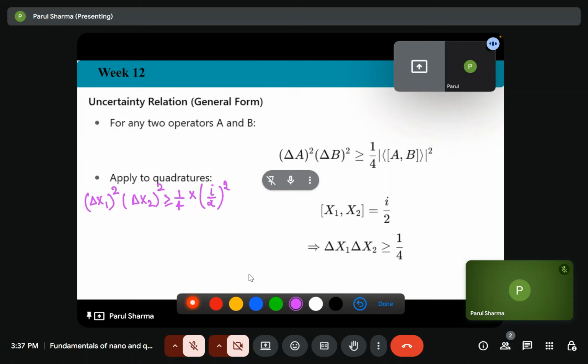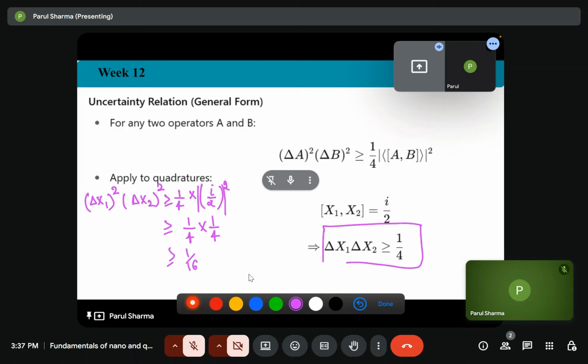So iota by 2 modulus squared is 1 by 4, into 1 by 4. So it means 1 by 16. So now if it is 1 by 16, then delta x1 delta x2 is greater than 1 by 4.